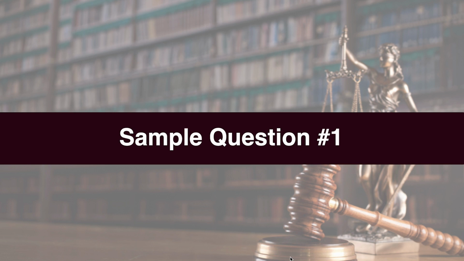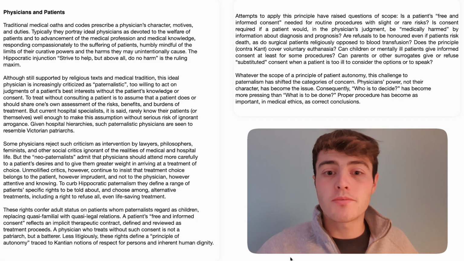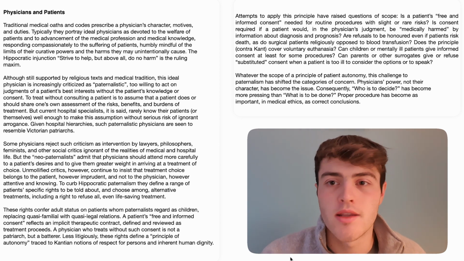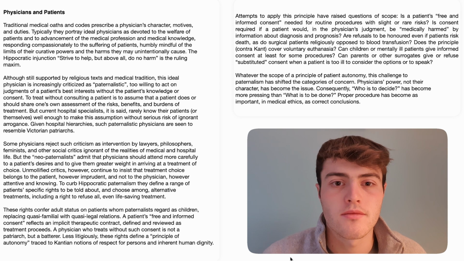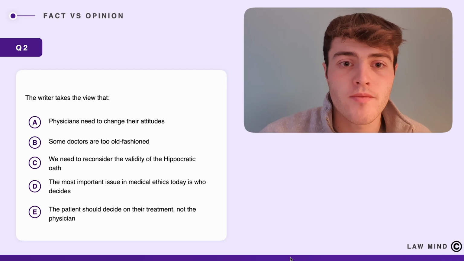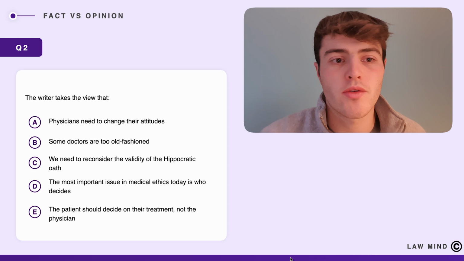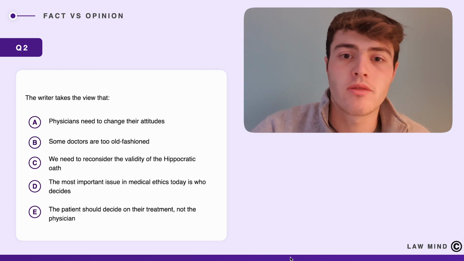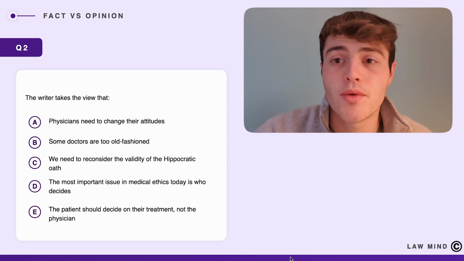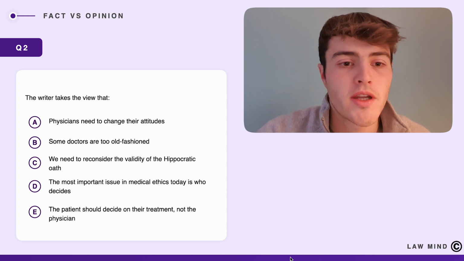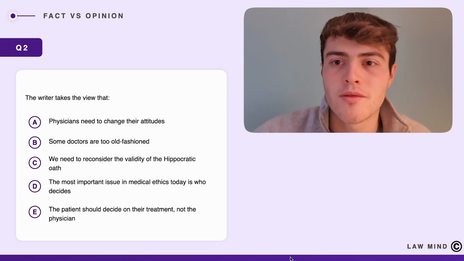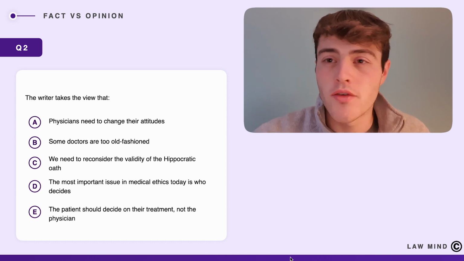Let's try this in a sample question now with the full passage. So I'd like you to pause the video here and read this article through carefully, and then we'll go through a question. If you've finished reading the article, we'll skip forward to the question. And the question is this: the writer takes the view that, and there are five options. I'd like you to have a quick read of these options. So pause the video here again and read through these options and come to an answer that you think is correct.